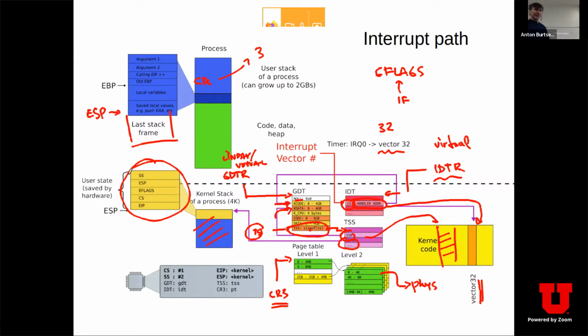At this point, the hardware says, okay, I'm ready to go. It seems like there will be no crashes here. So it saves these 5 things on the stack and jumps to the execution of this interrupt handler, right?